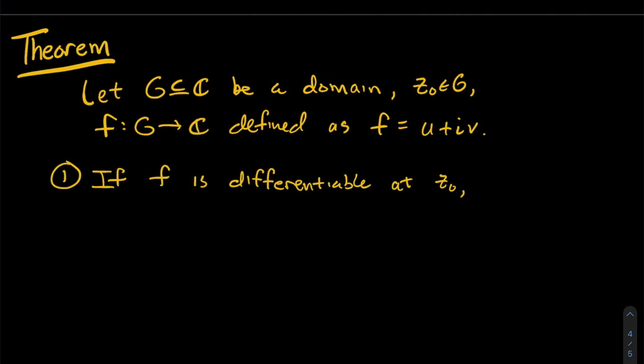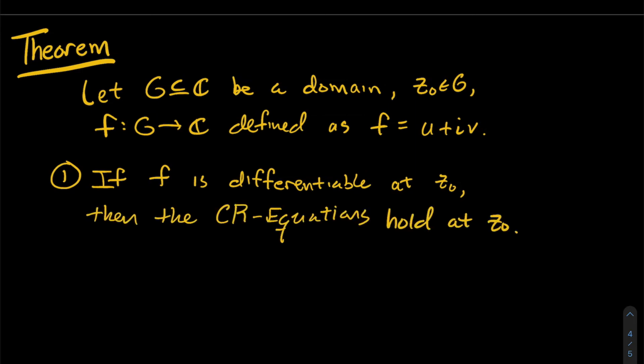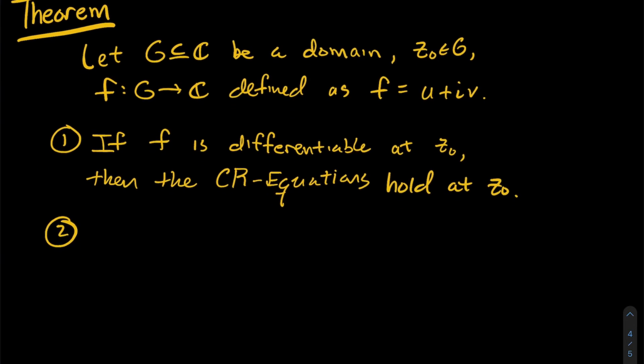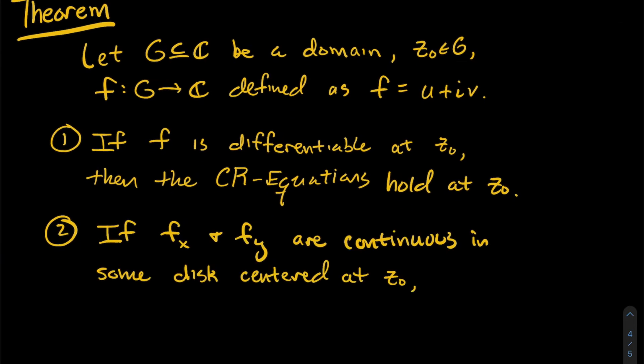So here's two things in this theorem. Really, there's like 2.5. Anyway, one, and this is what we talked about: if f is differentiable at z0, then it satisfies the CR equations at z0. Now here's the second thing, which is not as intuitive, and is actually a little bit harder to prove.